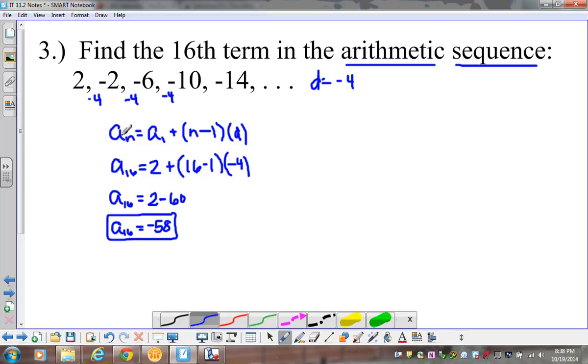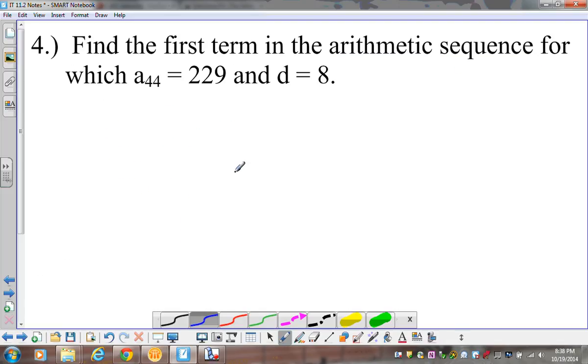Now, because I've got so many different little pieces in this equation, sometimes they're going to ask for different things. In these first two examples, we were finding a specific term. In this next example, they give me the 44th term. They tell me it's 229, and they give me my common difference is 8. They want me to find the first term in my arithmetic sequence.